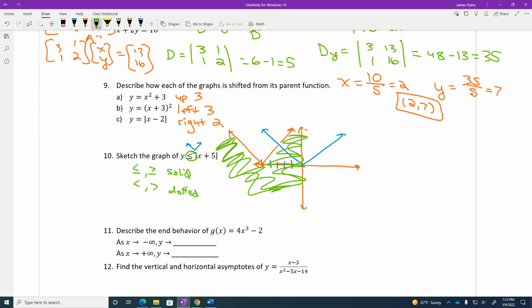You could always pick a number and try it. You could choose a number like -2, 0. See if it works. You can plug it in. So choose -2, 0. And then that would be 0 is less than or equal to, so I have -2 plus 5. 0 is less than or equal to the absolute value of 3, which is 3. And that's true.